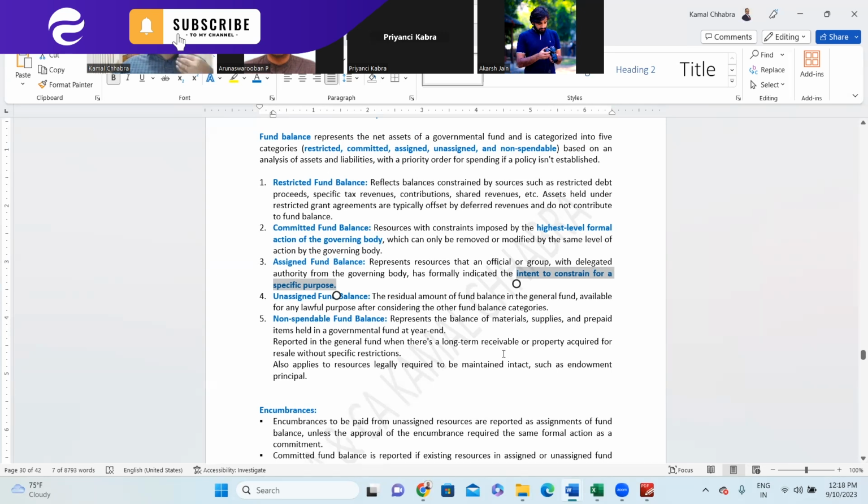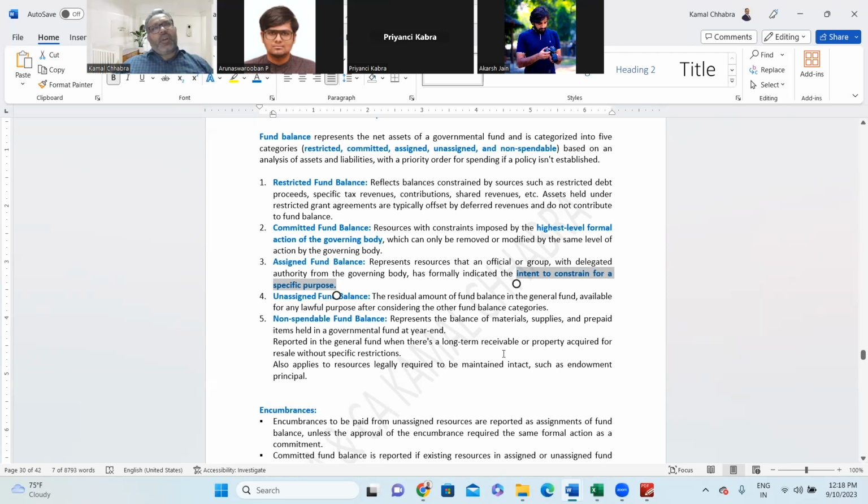That means the amount which you cannot spend, which you have already committed, or for which there is already certain restriction, or you can say the amount you have already invested in purchasing the inventories, materials, supplies, or prepaids. Those are called non-spendable because the item has already been spent. Right? Makes sense? What are the fund balance? What are the fund categories?